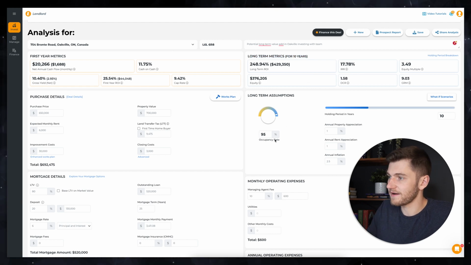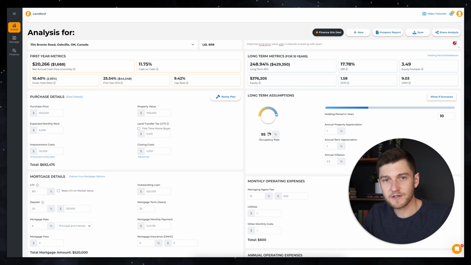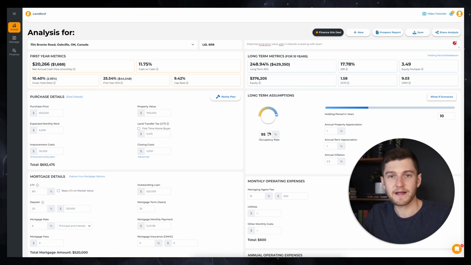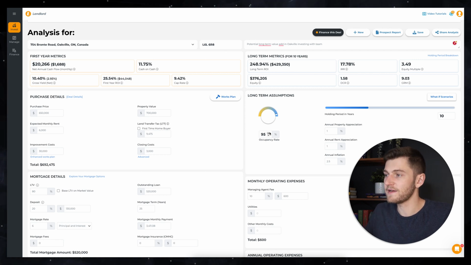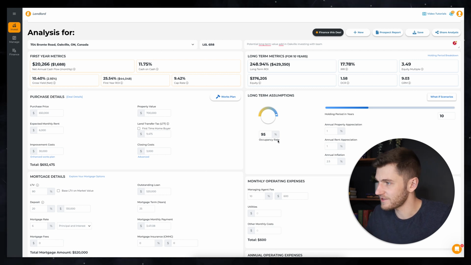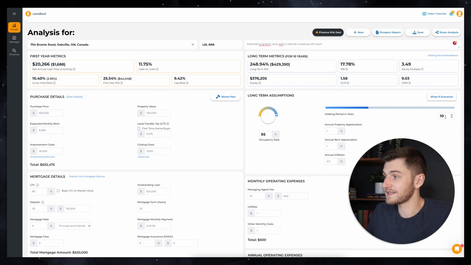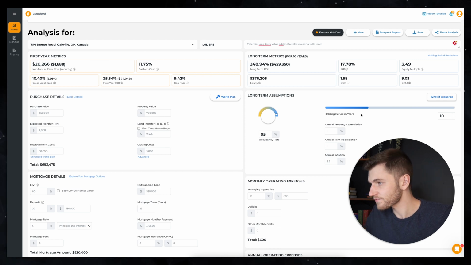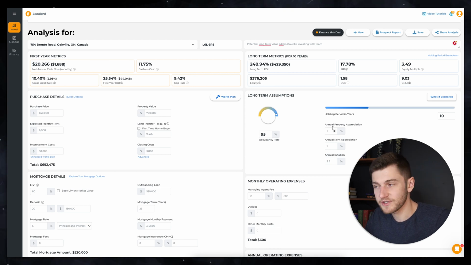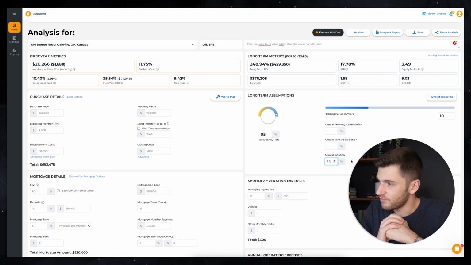So first and foremost, we have the occupancy rate. Now, this is going to depend, of course, on the market that you're in, the type of property, and so forth. We'll leave it at 95%, meaning about 5% of the time the unit would be vacant, which is relatively standard. Holding period, we'll leave it at 10 years for the sake of this example. And then we can input annual property appreciation, rent appreciation, and annual inflation. Inflation, even though it is very high right now, we'll leave it at 2.5%.